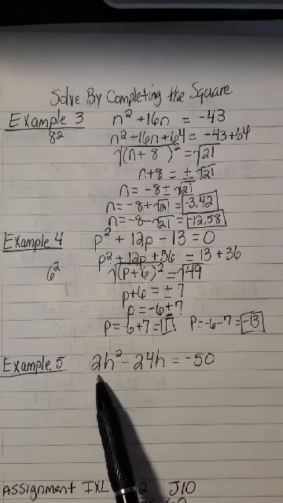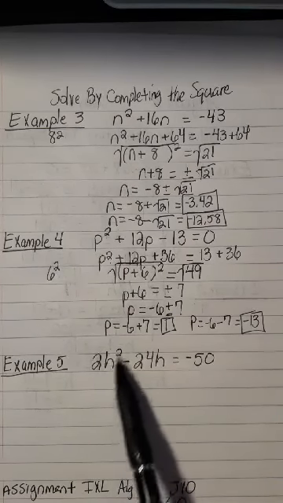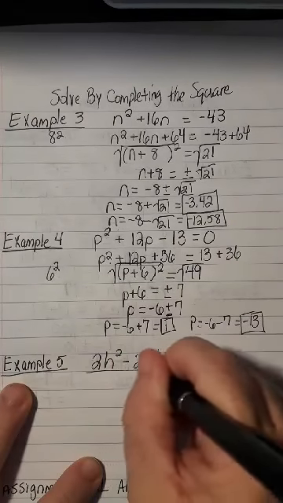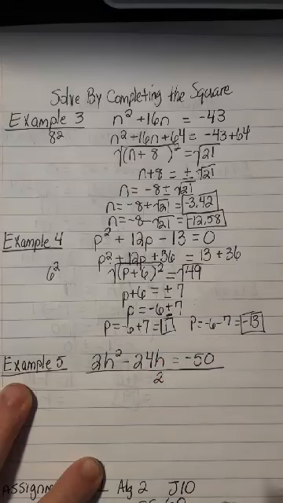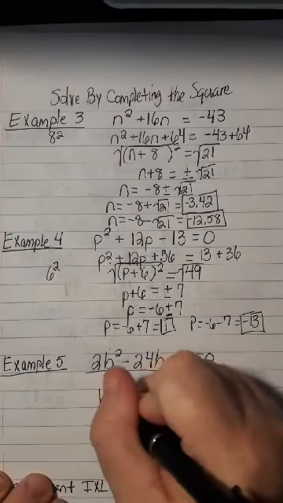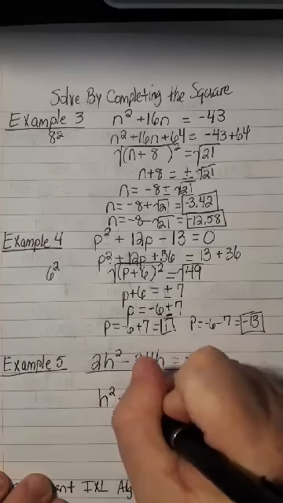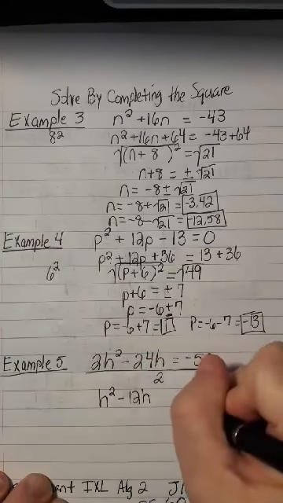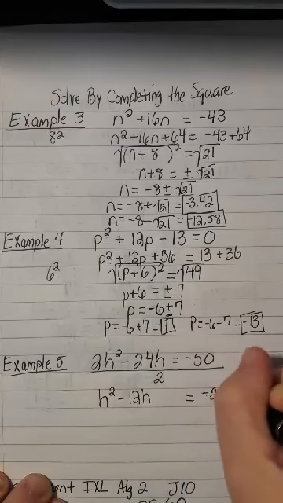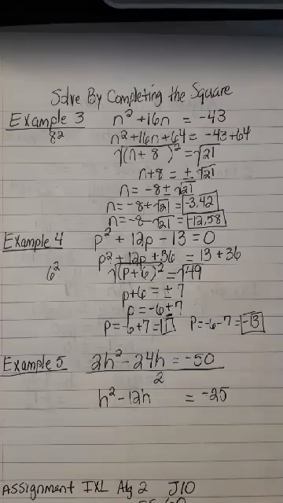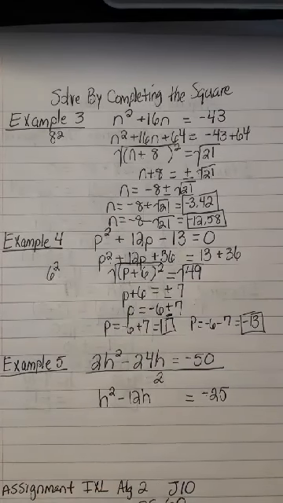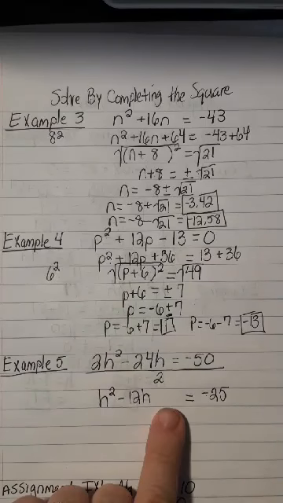So if you ever have a coefficient in front of h squared, you want to divide that whole problem by that number. So I'm just going to put a big fraction bar and divide it by 2. And when you divide it by 2, you get h to the second minus 12h, and I'm going to leave a space right here, equals negative 25. And the reason I left a space is because I want to complete my square, and I'm running out of room. So instead of writing it again, I just wanted to leave a space there.